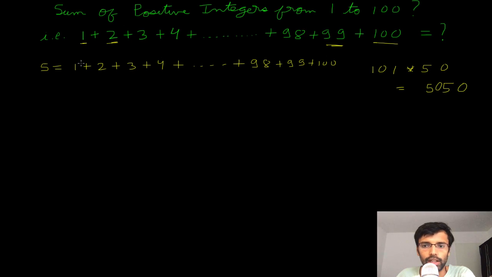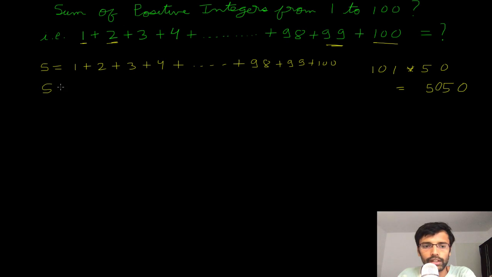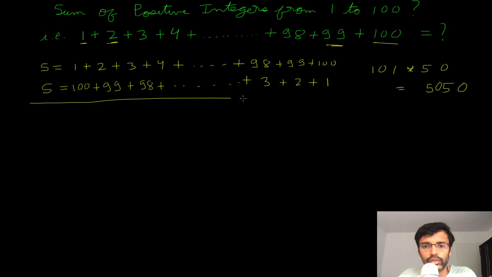what we had said there, like the first term and last term add up to 101, 2 and 99 add up to 101. So if we write this sum in reverse sequence, then we would still have the sum S. Then we would have here 100, we would have 99, we would have 98, and so on. Here we would have 3, here we would have 2 plus 1. Now if we just add both of these equations, what do we get? S and S, it will be 2 times the sum.